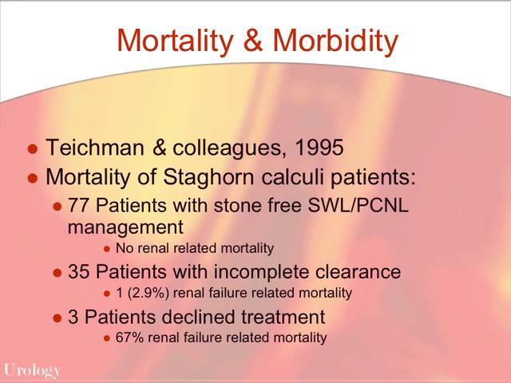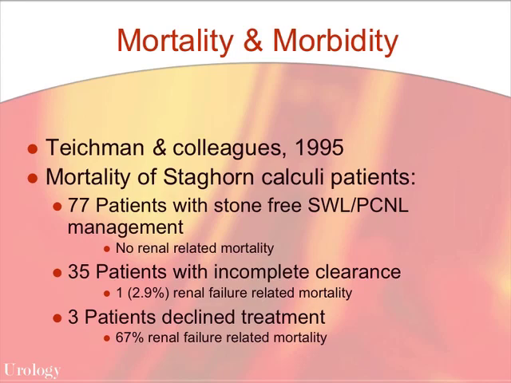Now, some important studies that have brought this concept into the literature is Dr. Teichmann and his group in 1995 in a subset analysis of patients that were presenting with Staghorn stones. What they found is, of those that received treatment and had complete stone clearance, none of these patients had mortality related to renal failure. Of those patients that had treatment of some form but didn't have complete stone clearance, there was one death, and that was related to renal failure.